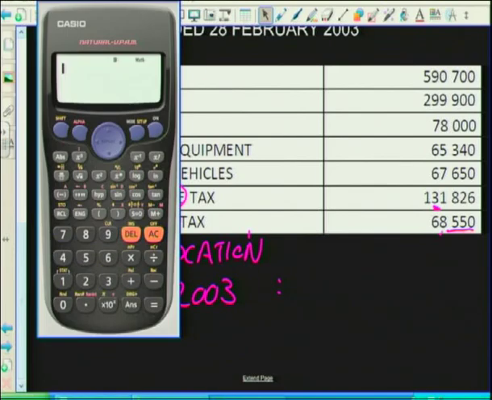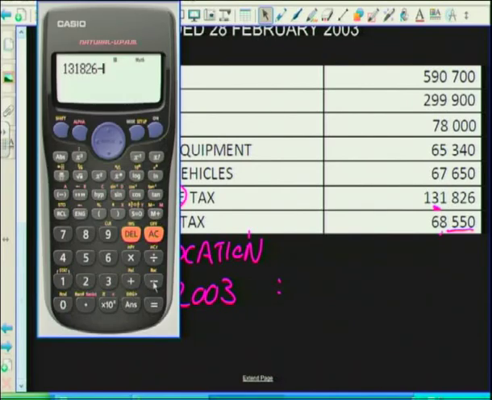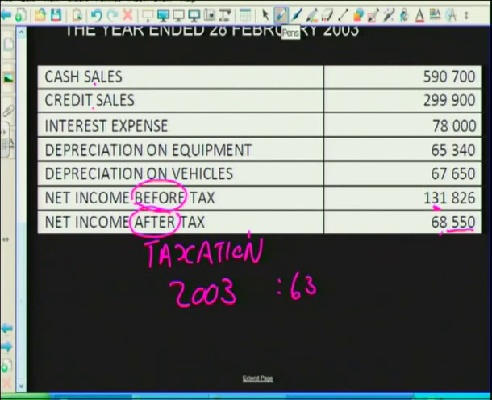Right, let's go to our calculators. So our net profit before tax is 131,826. There's my net profit before tax, guys. And then I am subtracting my net profit after tax, 68,550, to give me the taxation for the accounting period, which is an amount of 63,276. Let's just check that. Yeah, that's correct. Right, let's move on to the next bit of information.